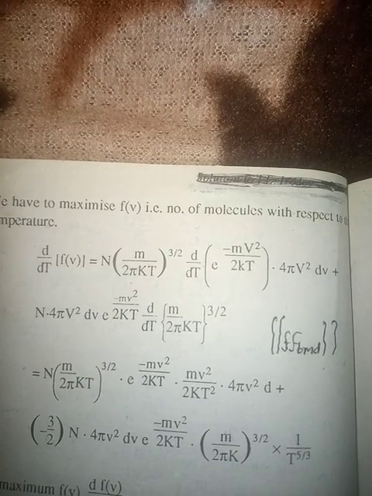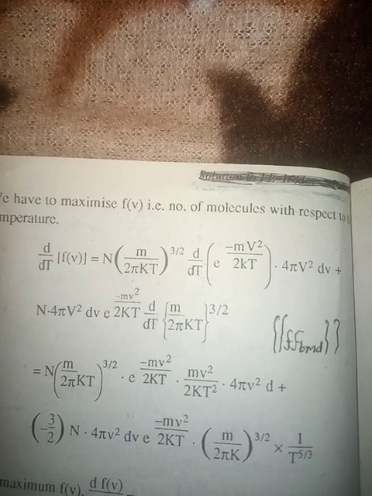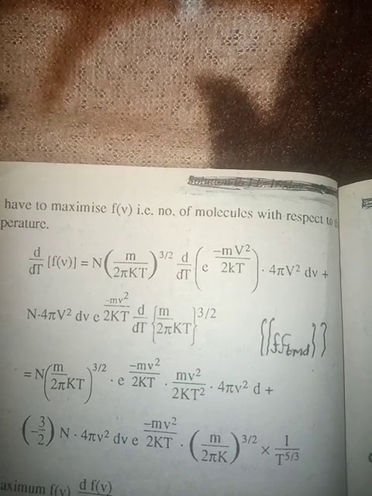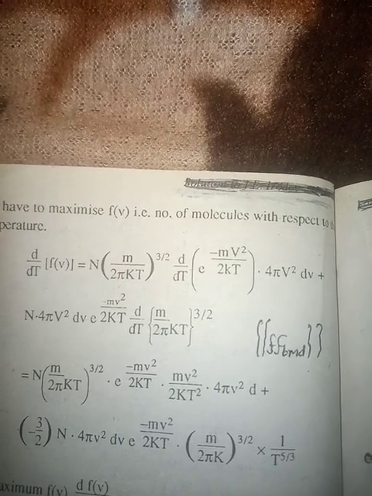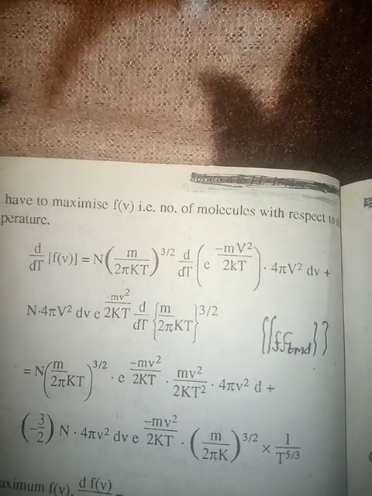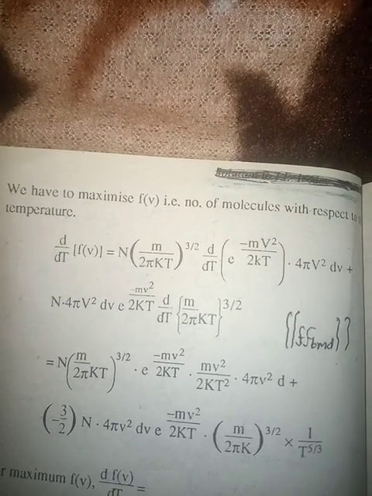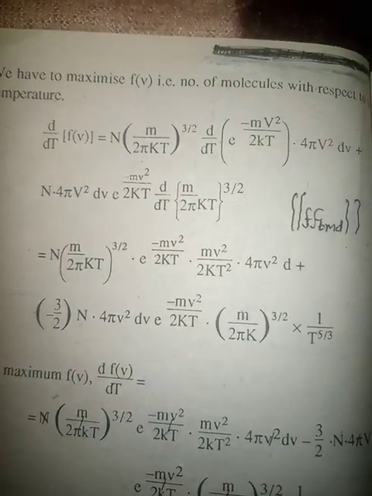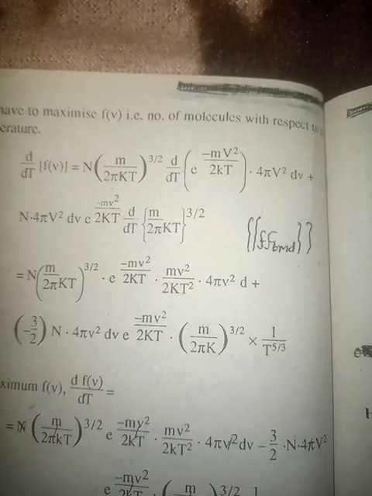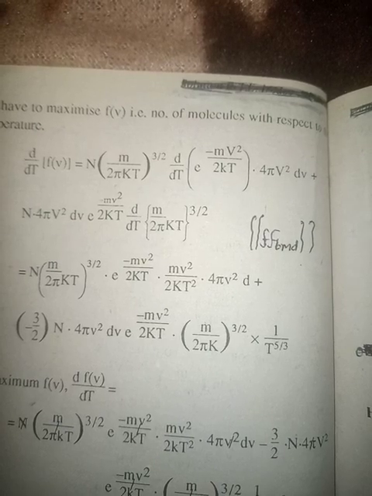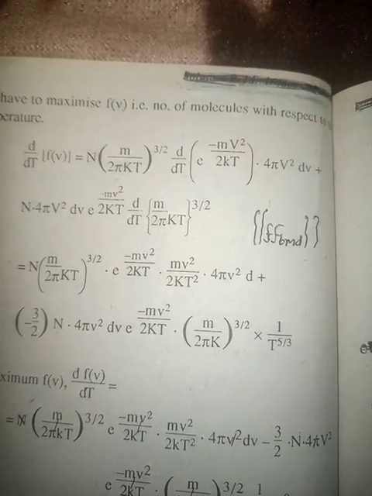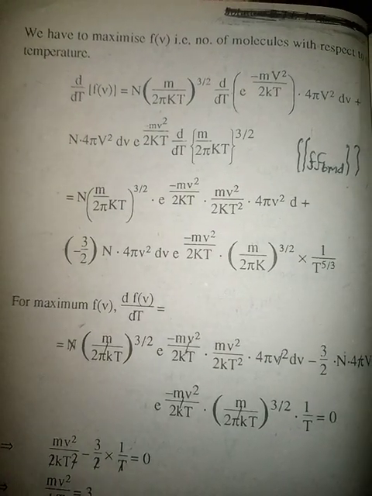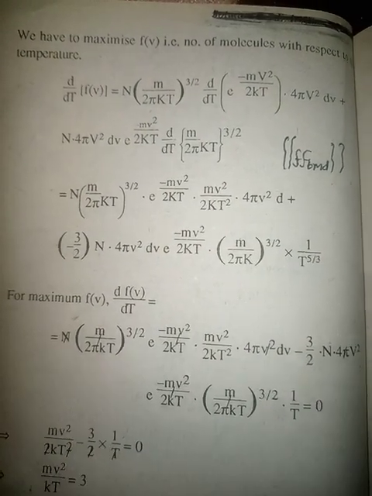This equals N into (m/2πkT)^(3/2) e^(−mv²/2kT) into mv²/2kT² into 4πv² dv, minus 3/2 into N into 4πv² dv into e^(−mv²/2kT) into (m/2πk)^(3/2) into 1/T^(5/2). For the maximum value, d(dN)/dT equals 0.